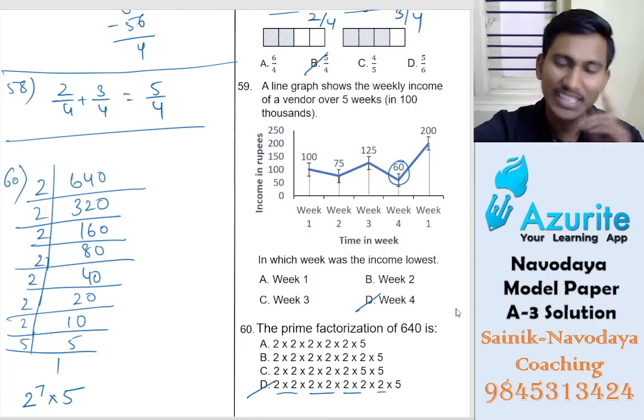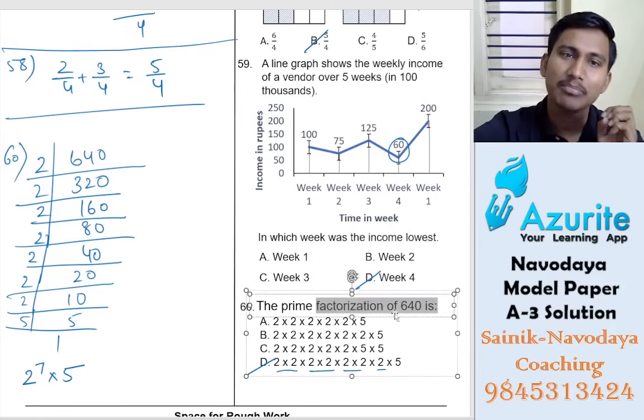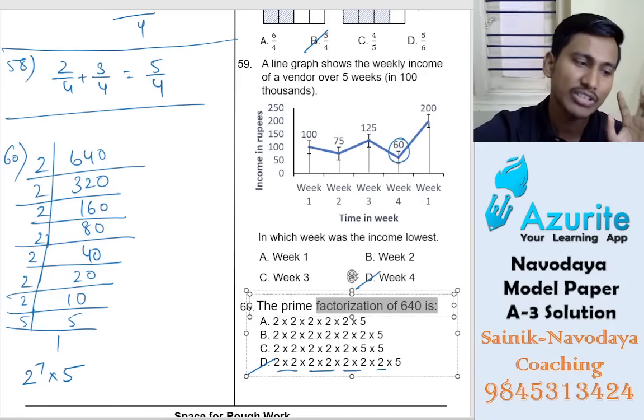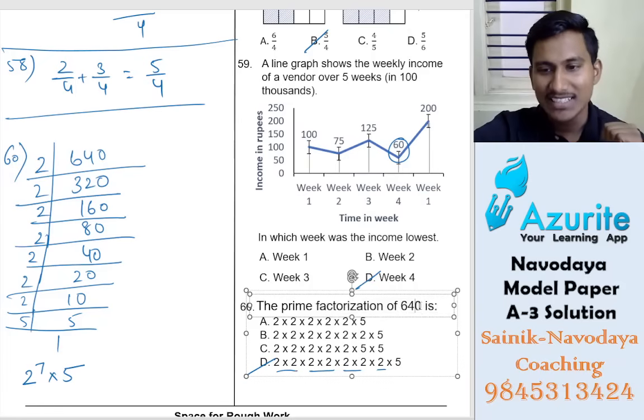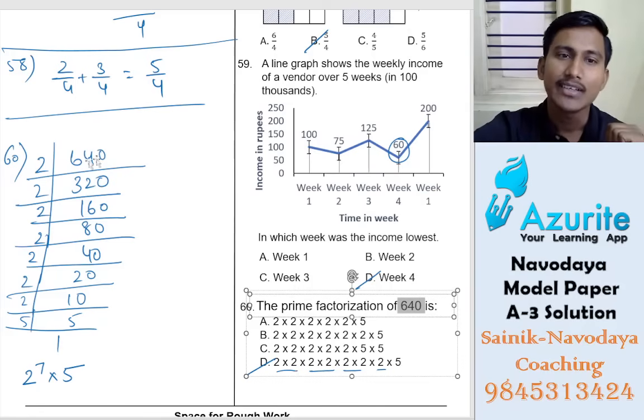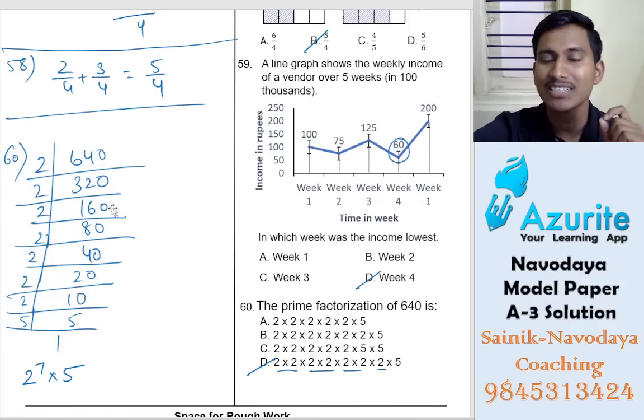Understood? Very easy. Now 60, prime factorization of 640. We know prime factorization means we have to divide with prime numbers. Option D. Okay? So option D is the answer here. You have to change it in the key. Okay? So the key is B, but the answer is option D. So here 640, you divide with 2. 2 3s are 6, 2 2s are 4, 0. Now 16 2s are 32, so 16 means 160 here.